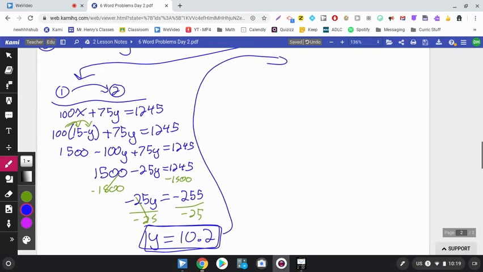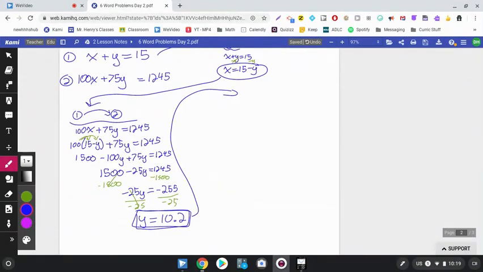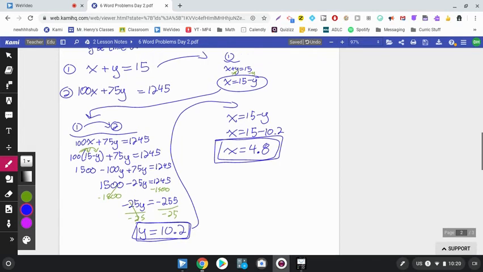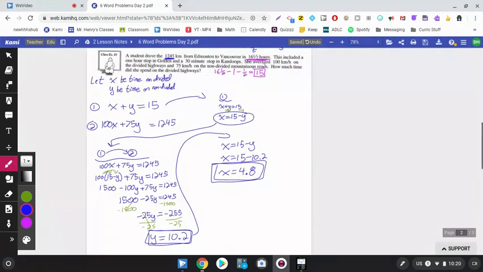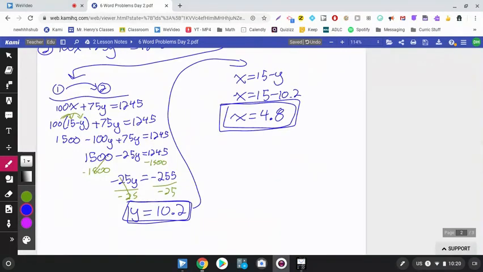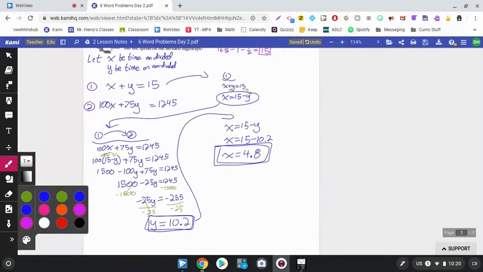Okay, got to find x. Well, luckily, x equals 15 minus y. I've already written that out. So x equals 15 minus 10.2, or x equals 4.8. Okay, well, there's your answers. I did it. I found my time on divided. I found my time on non-divided. Okay, something to keep in mind. This could be a final answer, right? But I'm going to take a closer look. So first of all, it only asks me actually to find non-divided.